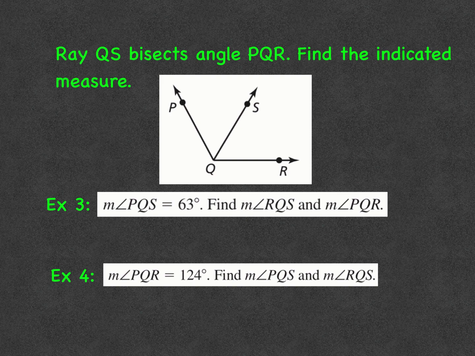This one says ray QS bisects angle PQR. Find the indicated measure. So it says ray QS is a bisector. What does a bisector do? Cuts it in half. So if something's cut in half, what are those two pieces to each other? Equal. Okay, they're the same size on each, right? So if QS cuts this big angle in half, that means each of these little ones is congruent. So we're going to put congruent. Oops, let me get a better color. And congruent, because we know that QS is the bisector.